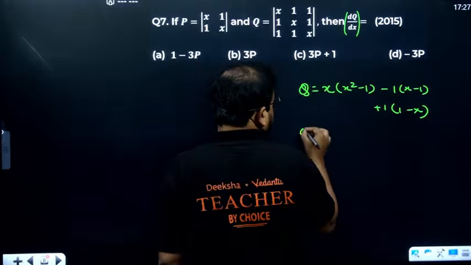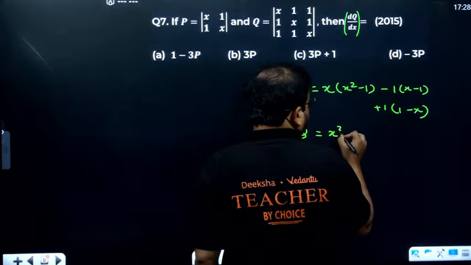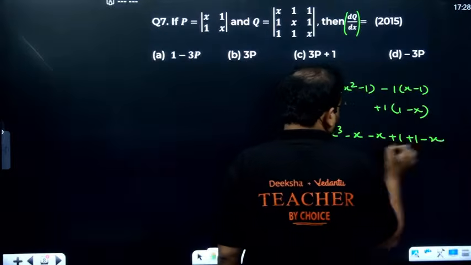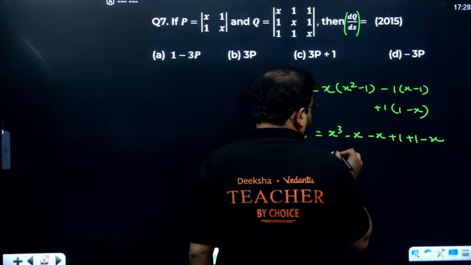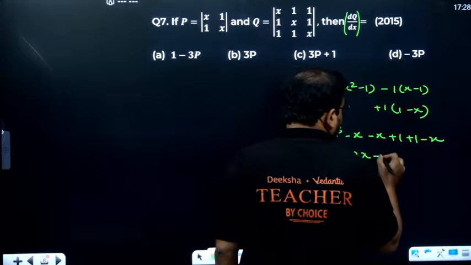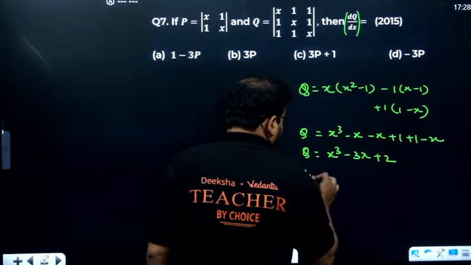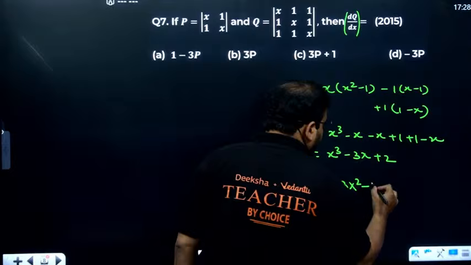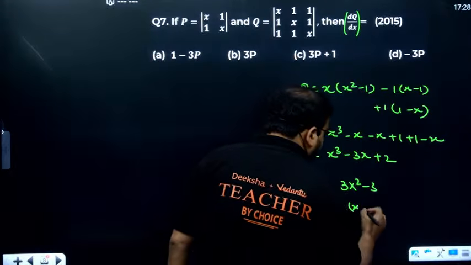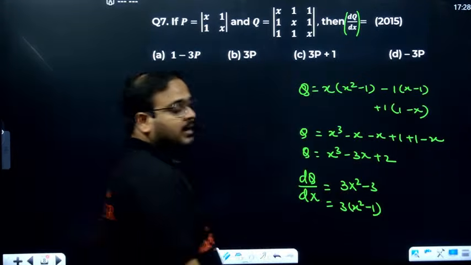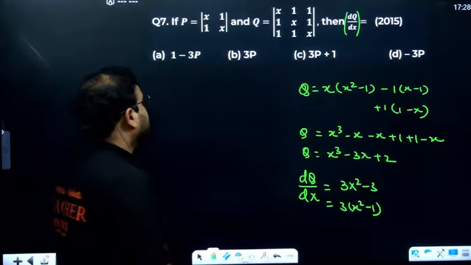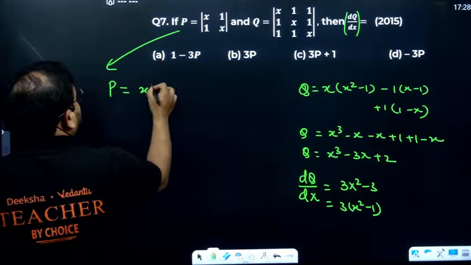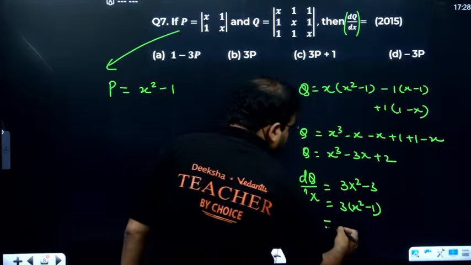Simplify this. You'll have x cube minus x plus 1 minus x. Q is x cube minus 3x plus 2. Differentiate dq by dx. You'll have 3x square minus 3. Take 3 common, x square minus 1. Now take the value of p from here, the determinant. You'll have x square minus 1. This is simply 3p.